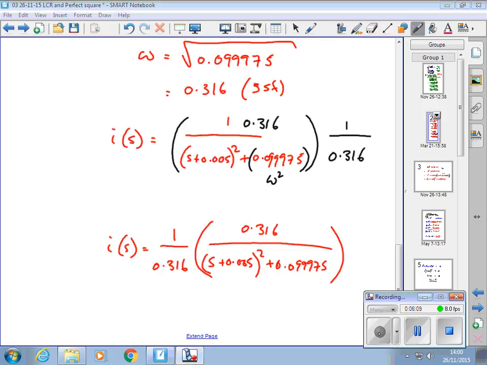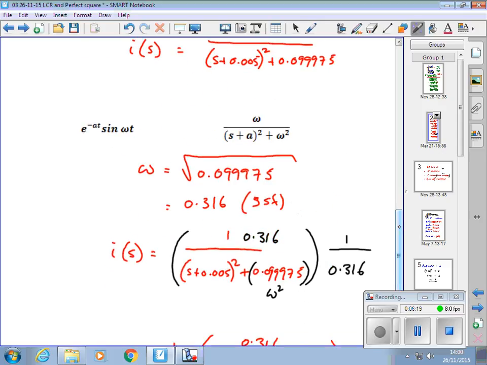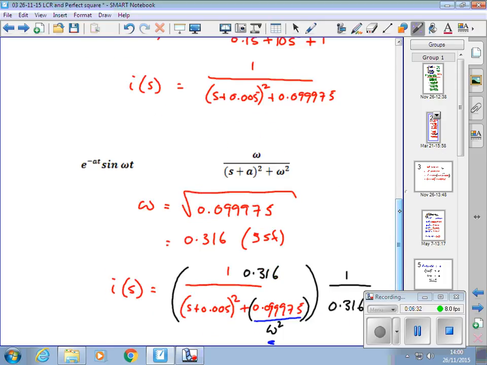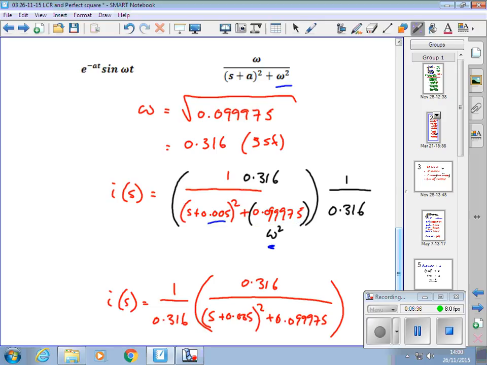Bit awkward when you see it. Let's have a look at it. What I do is I say, right, I've got to compare this with this. That's my comparison. So this number here that I've worked out by using the perfect square method, the 0.099975, is omega squared. So I know what omega squared is, and I know what A is. A is 0.005. So I've got those two.